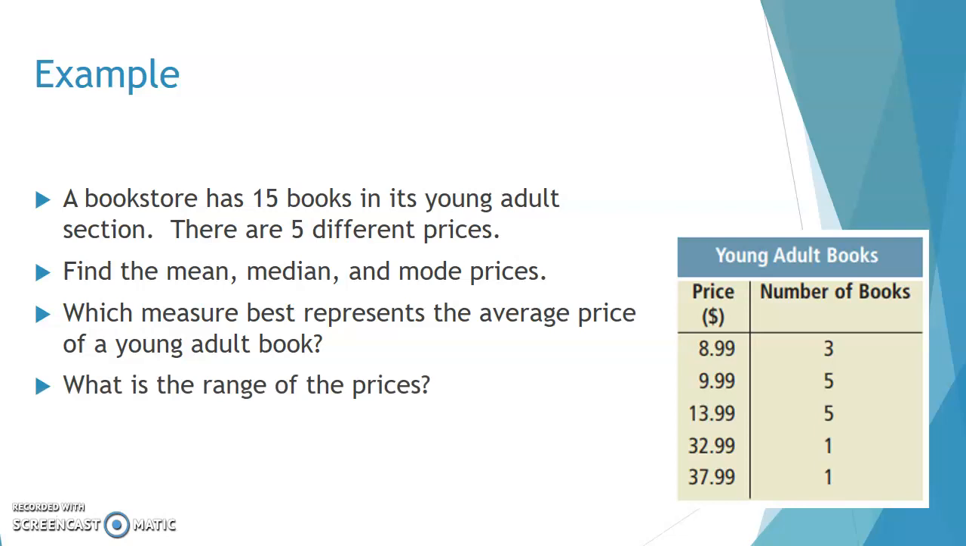The next thing I'm going to have you do is calculate the range of prices. So go ahead and pause the video and take a moment to think about that. Okay, so what you should have done to calculate the range is to subtract the lowest price, which is $8.99, from the highest price, which is $37.99. And so when we do that, we get $29. And so the range of prices in this example is $29.